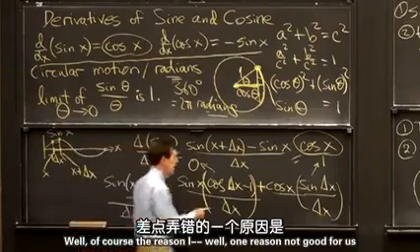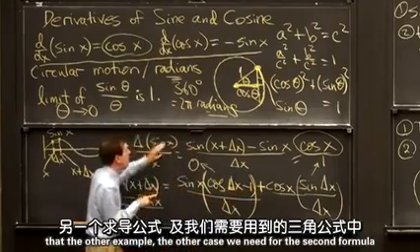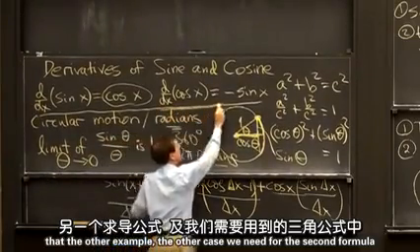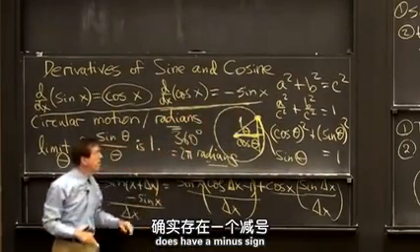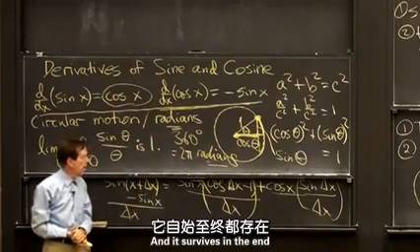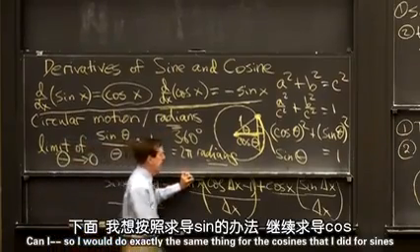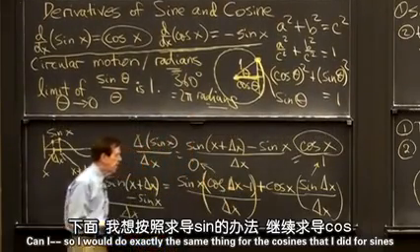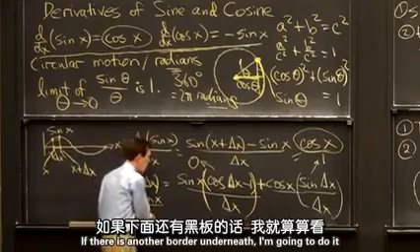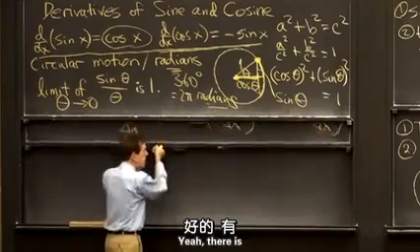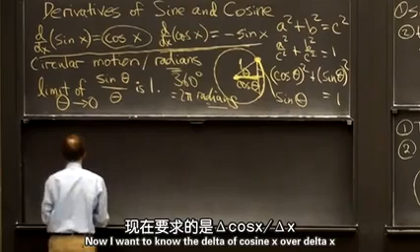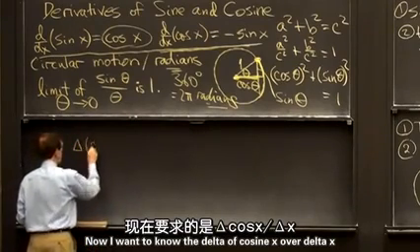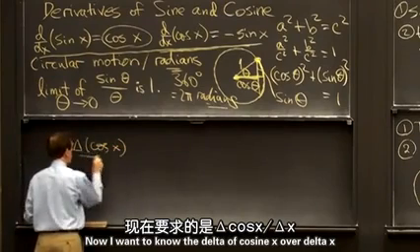Okay. Well, of course, one reason I goofed was that the other case we need, for the second formula, does have a minus sign, and it survives in the end. So I would do exactly the same thing for the cosines that I did for the sines. If there's another board underneath here, I'm going to do it. Yeah, there is. Okay, now I want to know the delta of cosine x over delta x.